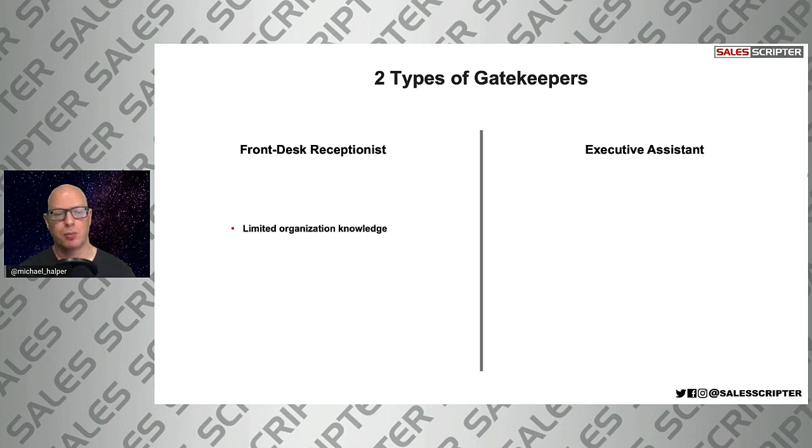The front desk receptionist will typically have limited organization knowledge. So they may have access to a company directory. They may know who is in what role. So when you call, if you were to say someone by title, they might know who's in that role. But when it comes to what that person actually does or what that department does, their level of knowledge is fairly limited. This person might often have less experience and skills. So it could be more of an entry level or lower level type of position in the organization. And that's the type of person that you're dealing with.